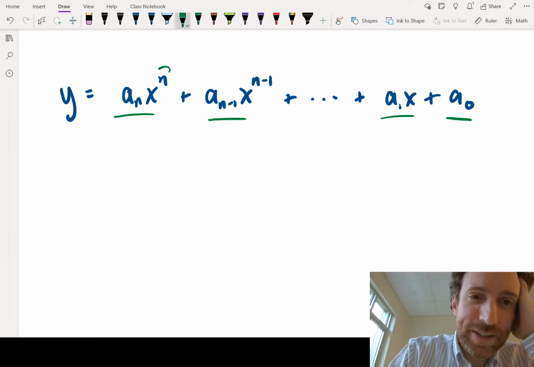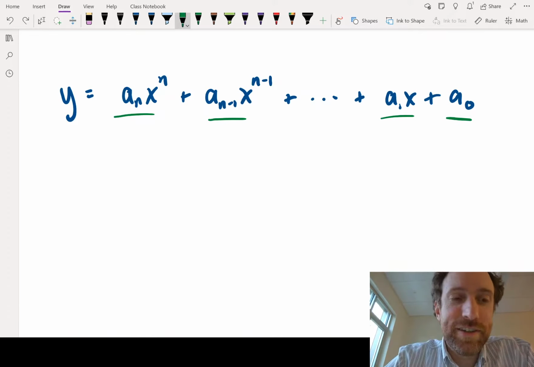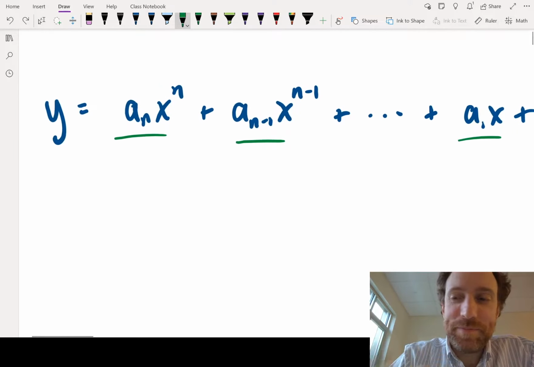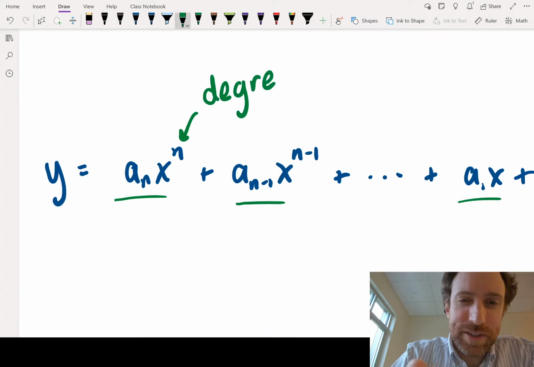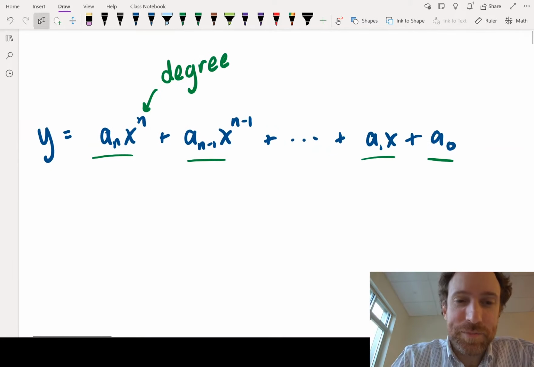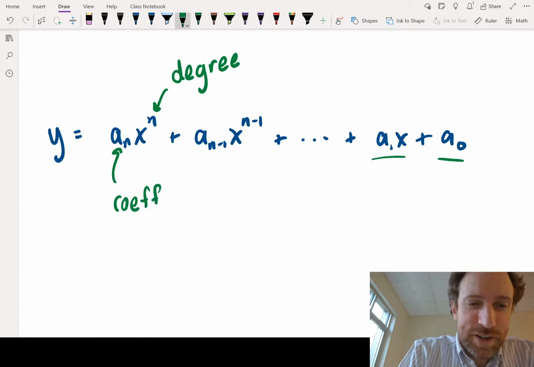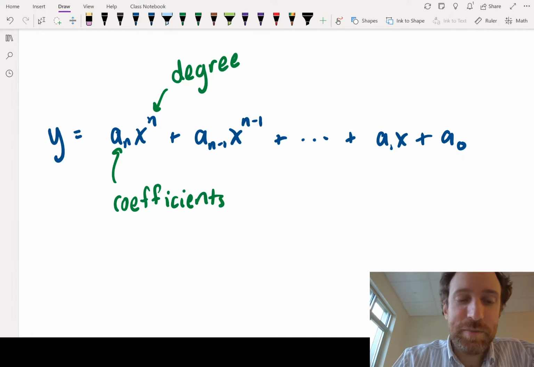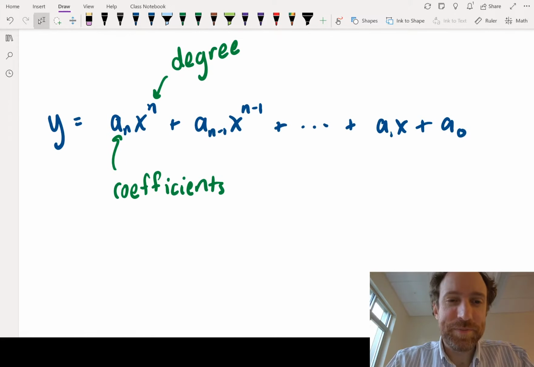So what do the letters mean? Well, these are just powers, and here's a natural number, so we're considering just whole numbers. The largest exponent here is said to be the degree of the polynomial. So we'd say this is a degree n polynomial. And the a's are really just coefficients. The coefficients are just constants in front of the powers of x.